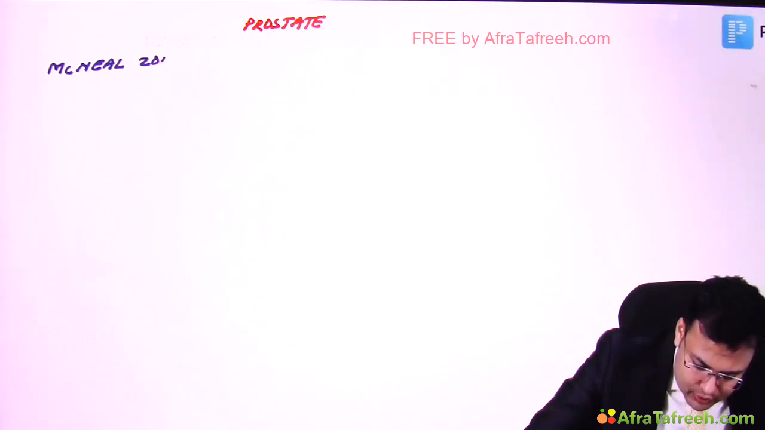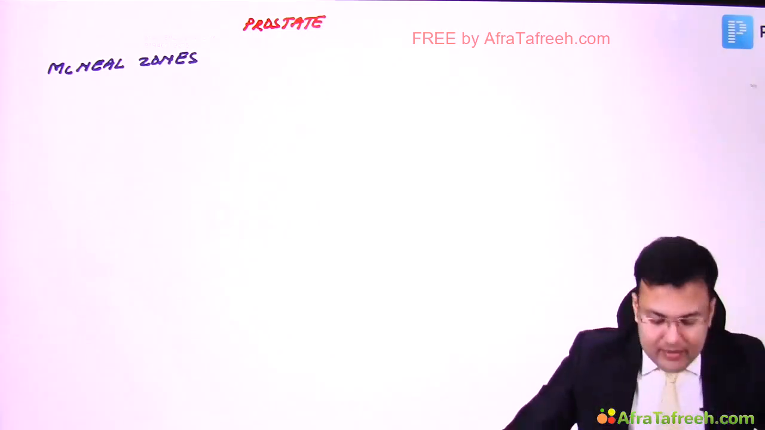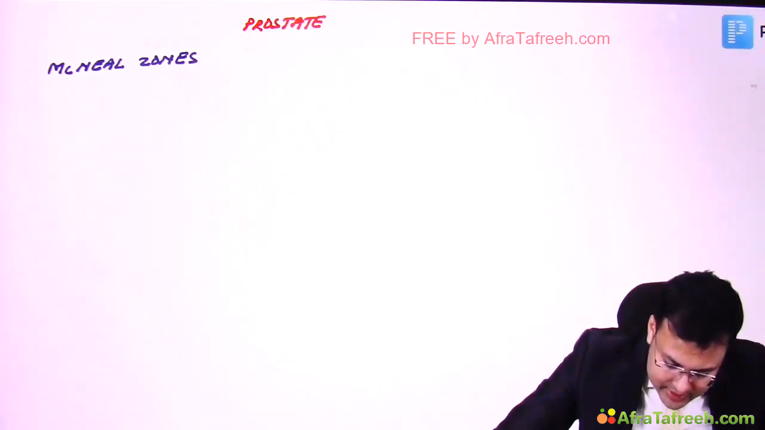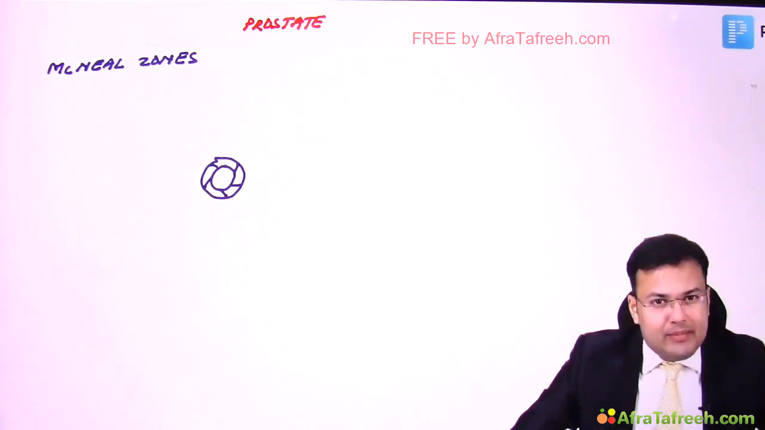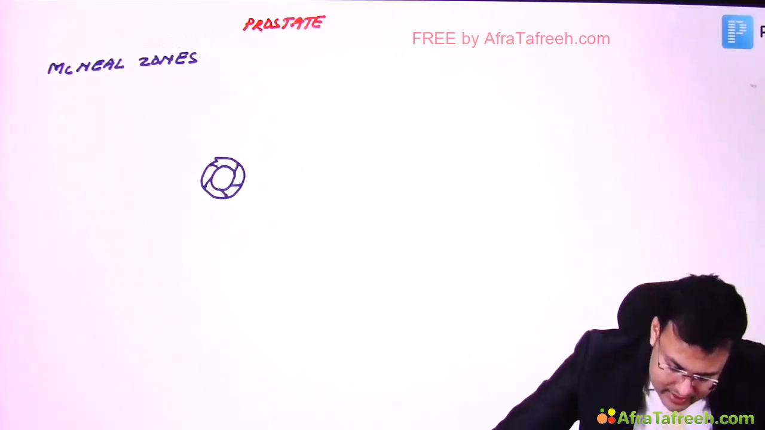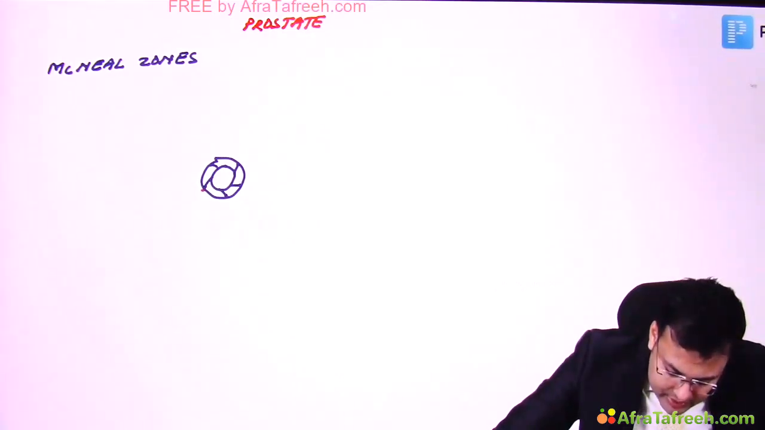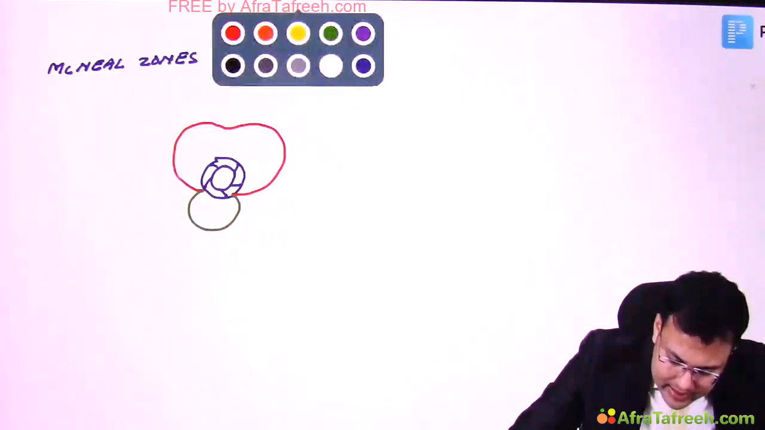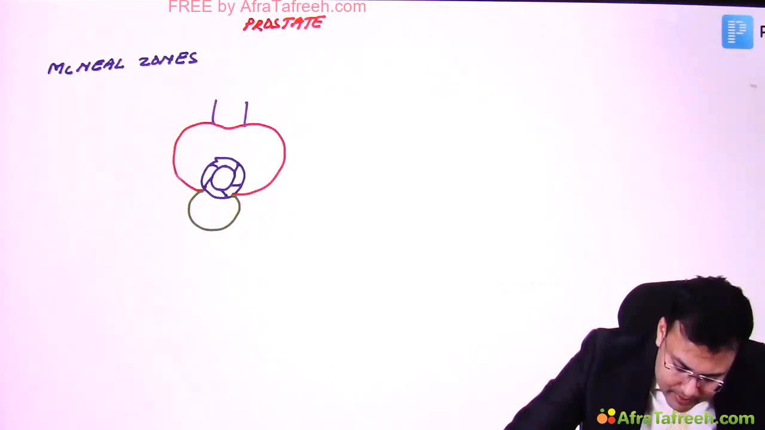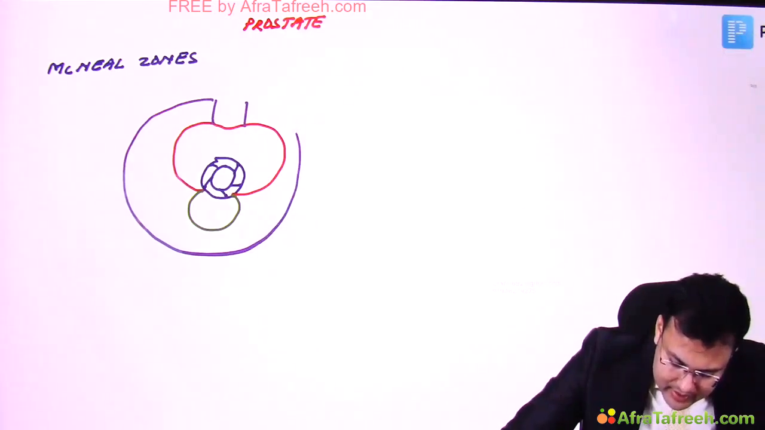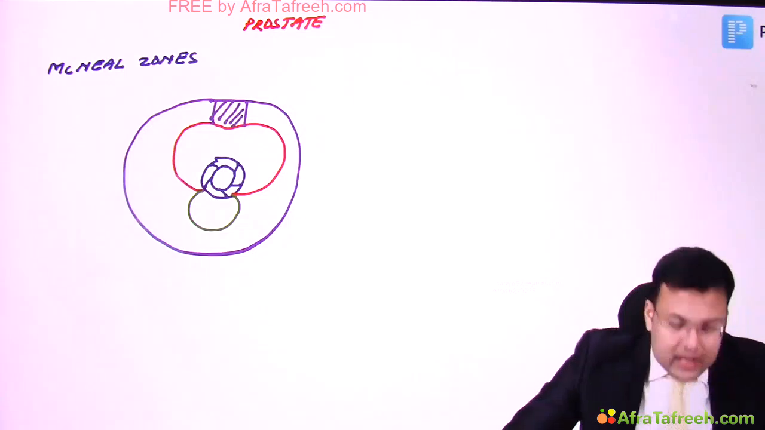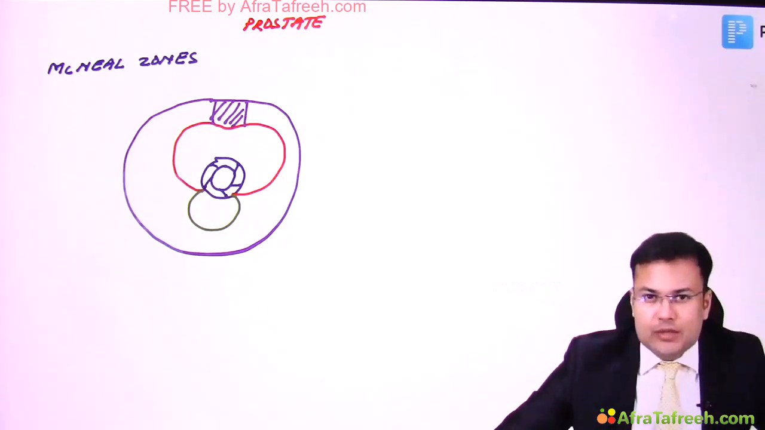McNeil zones. Okay. So see the anatomy first. This is urethra. Around urethra, there is periurethral muscle. Then there is a zone surrounding urethra. This is known as transition zone. Centrally, there is central zone, and peripherally, there is peripheral zone. Right? So these are the zones. And what is this? This is anterior fibromuscular stroma.